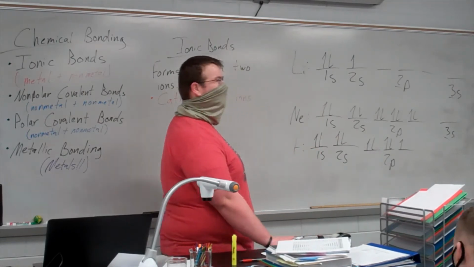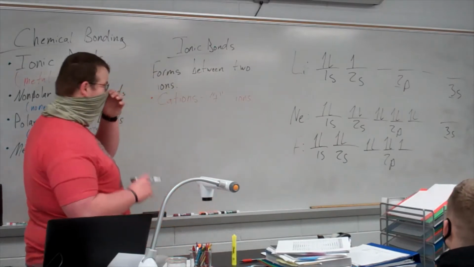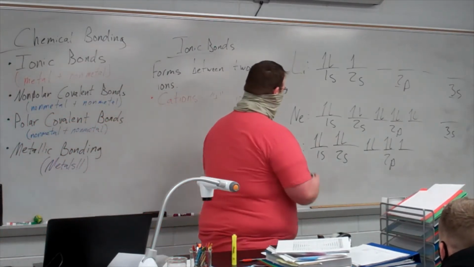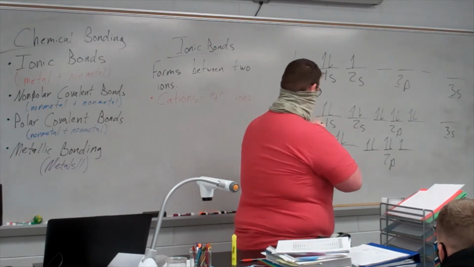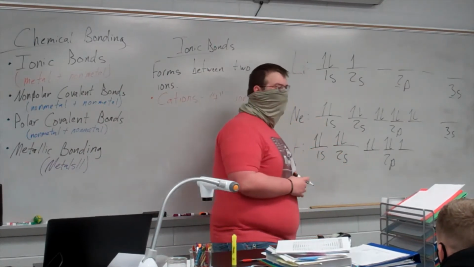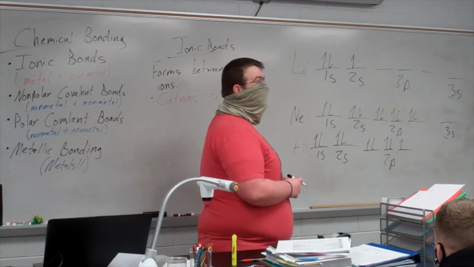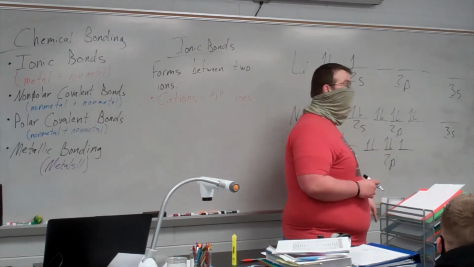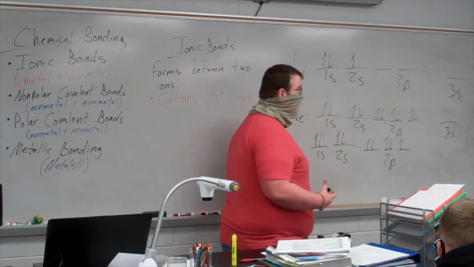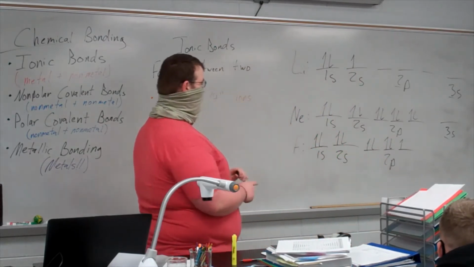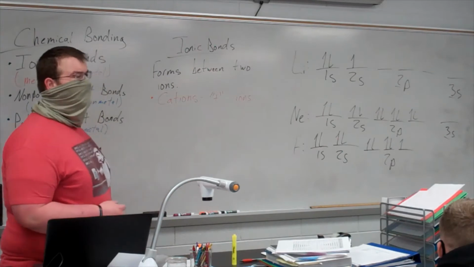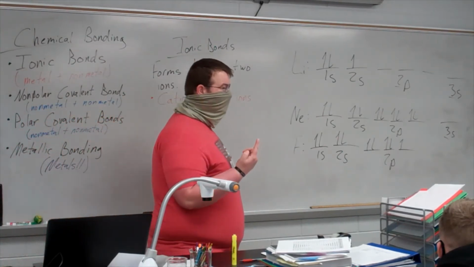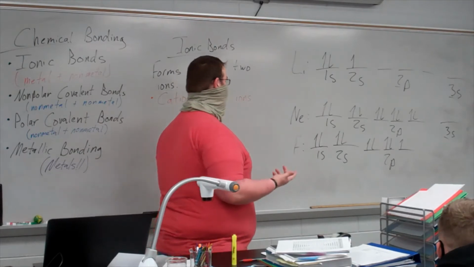So for fluorine, if you look at the second energy level, when you're looking at this, fluorine has a choice. Its first energy level is 2. But if you look at the second energy level, it has 1, 2, 3, 4, 5, 6, 7 electrons in there. So it has a choice. Is it easier to lose 7 or gain 1? It's easier to gain 1.